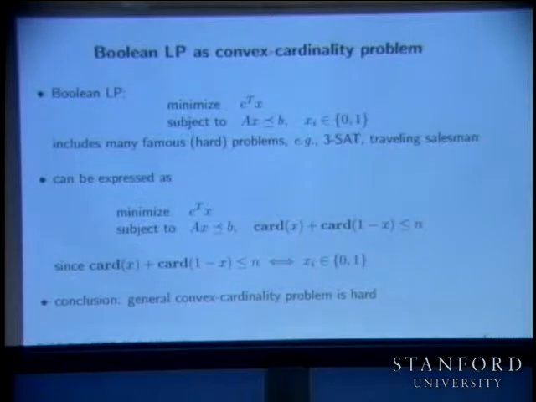If you want to see how to do it, it's actually pretty straightforward. What you do is this: you write down minimize c transpose x such that x is less than b, and then you write that the cardinality of x plus the cardinality of 1 minus x is less than n.